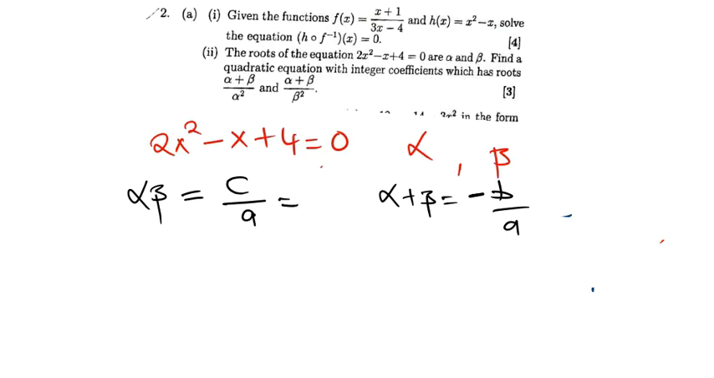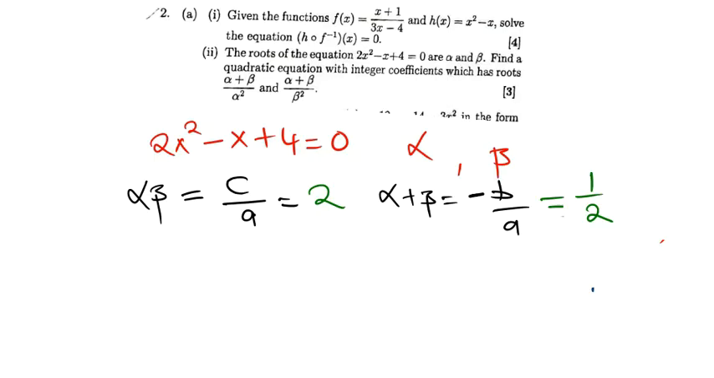So our c in the quadratic equation there is what? 4. Our a is 2. And then our b is negative 1, and our a is 2. So therefore 4 divided by 2 of course is 2, and on the other side, that's a positive 1 over 2. That's step 1. Step 2 is look at what they've given you as the new roots. Equally they can be added and multiplied.